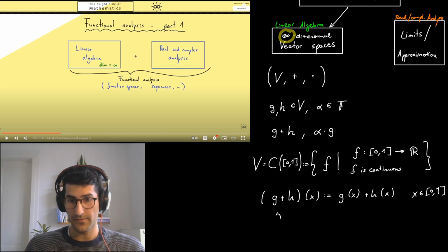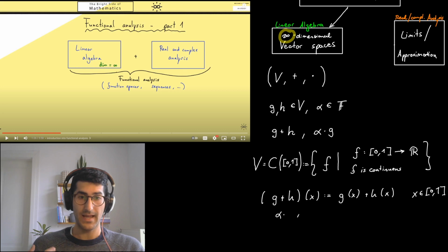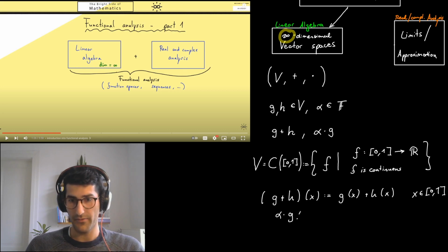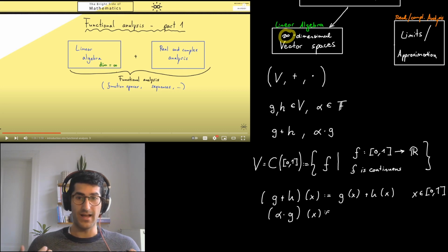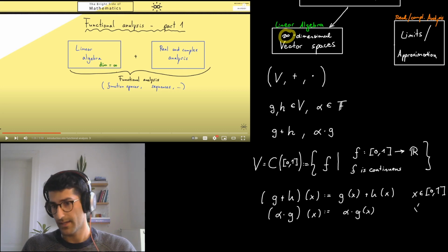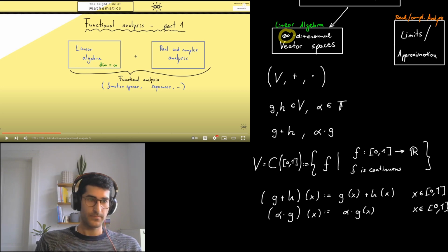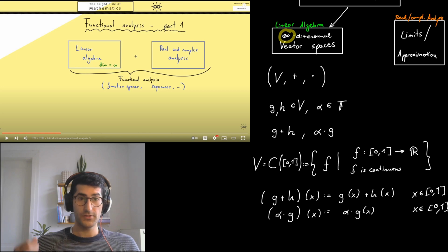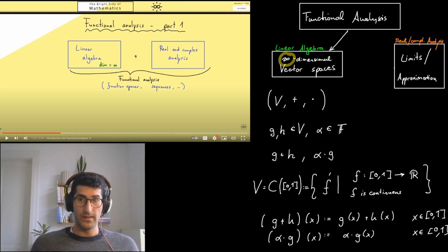Analogously, we define the scalar multiple or the scaling of a function in a pointwise fashion. So the scaling of g with a scalar alpha is defined as alpha times g at position x, again for every x in the domain of definition. So far for the linear algebra point of view. Now we want to do some analysis on the spaces.